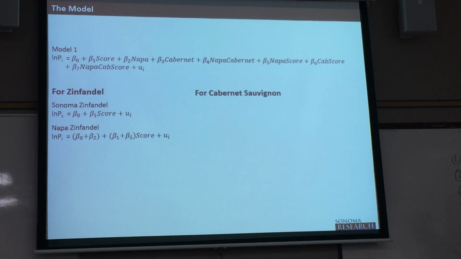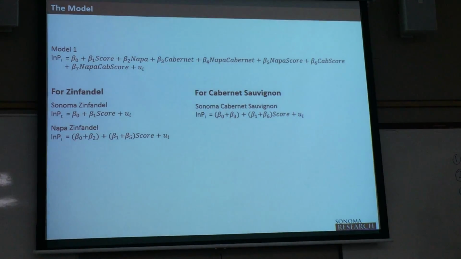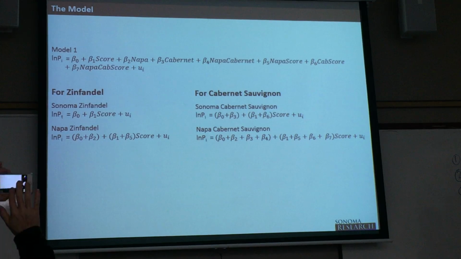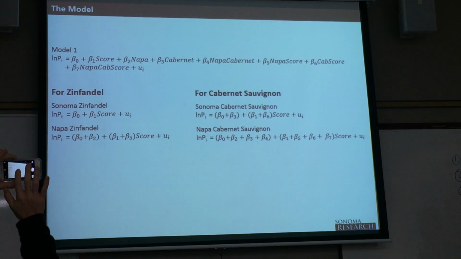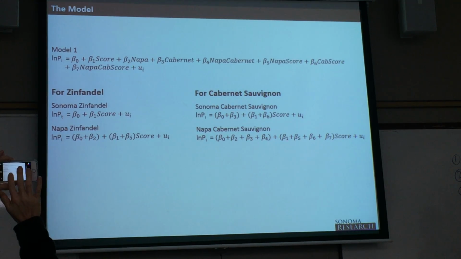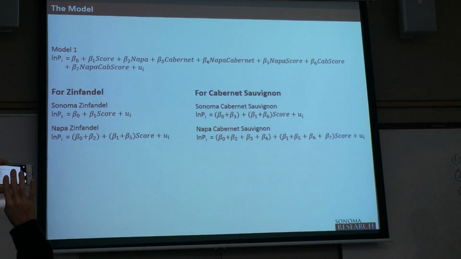Cab, let's go with Sonoma Cab. So the Napas zero out and the Cabs are going to equal 1. Our effect of score on Cab is going to be beta 1 plus beta 6. And then for Napa Cab, Napa equals 1 and Cab equals 1. So our effect of score on Napa Cab is going to be beta 1 plus beta 5 plus beta 6 plus beta 7.